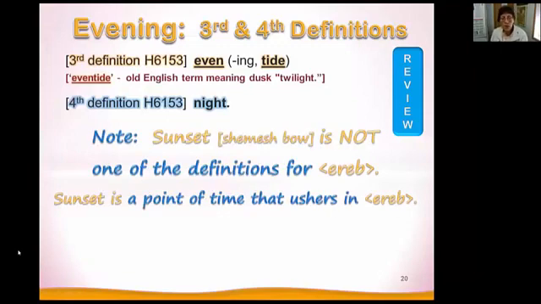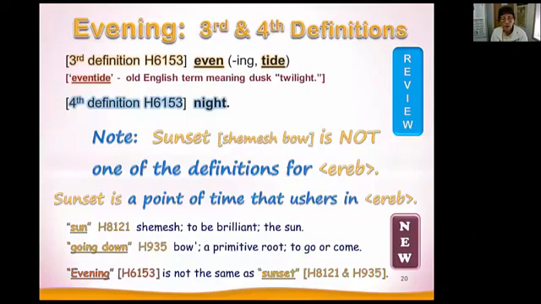Just want to note here that sunset, or shemesh bo in the Hebrew, is not one of the definitions for evening, or Aibv. Sunset is just a point of time that ushers in Aibv. Once you have a sunset, then you will have an Aibv in the evening, okay? The other thing is that on the first 3 days of creation, there was no sunset to start the day or end the day. So sunset is not part of the definition for Aibv. I just wanted to do a little bit of work here that we did not do last week.